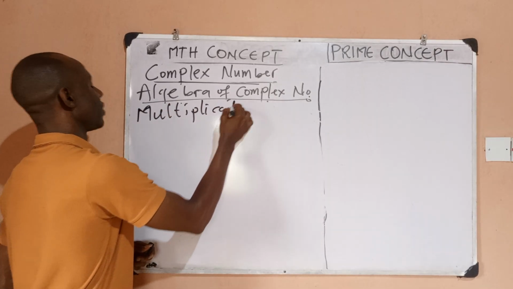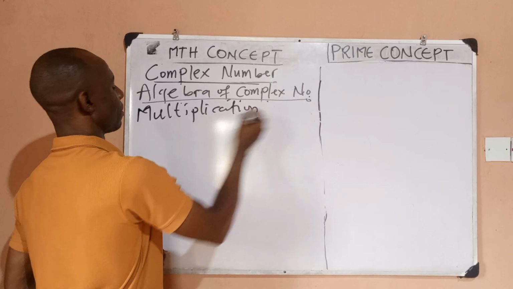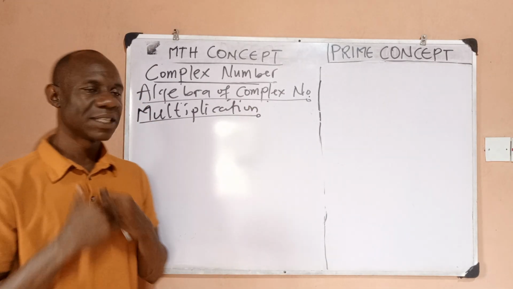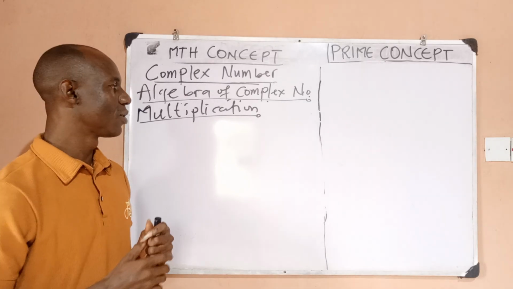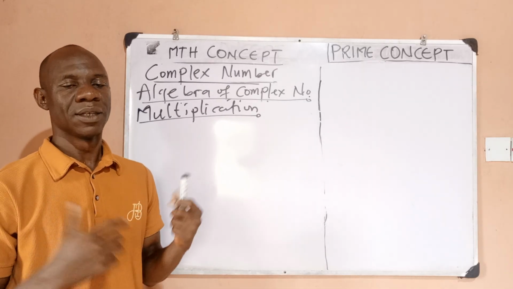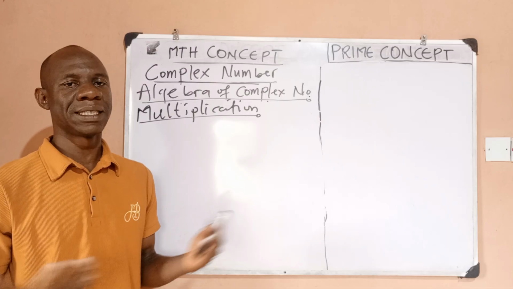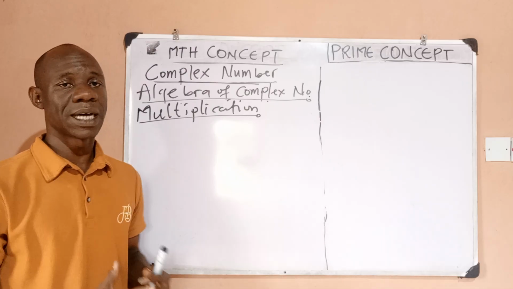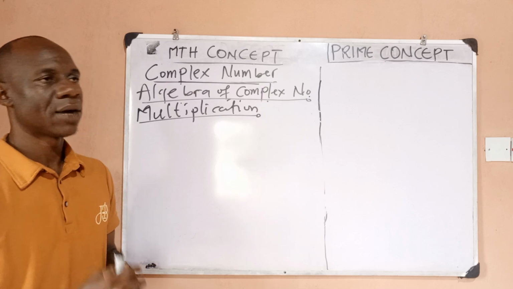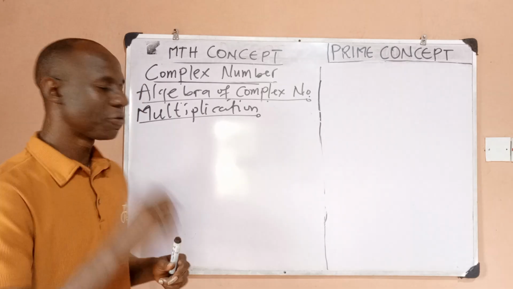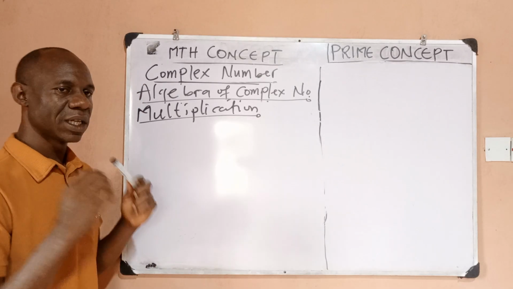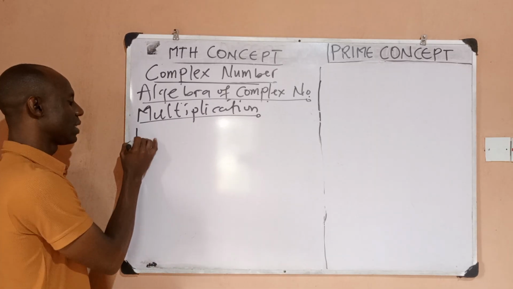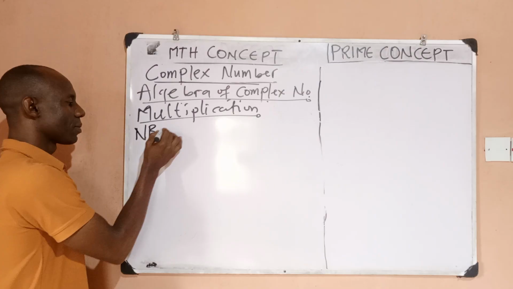Multiplication of complex number. How do we multiply complex numbers? It's very simple. So we're going to see how to multiply. I'm going to use a simple idea in multiplication here. I'll be distributing one over the other, and then we can see how to do that. But before that, I want to quickly help us understand this. I want you to note this as it will be helping us.